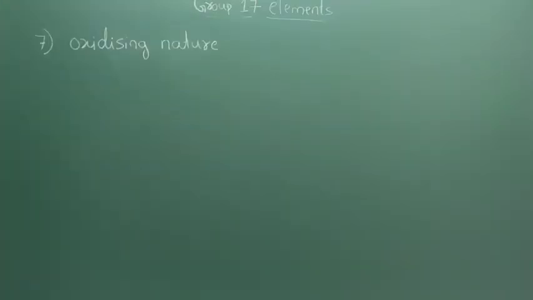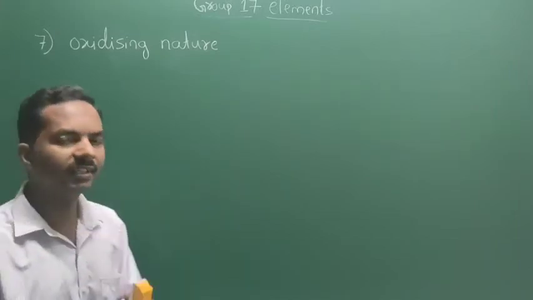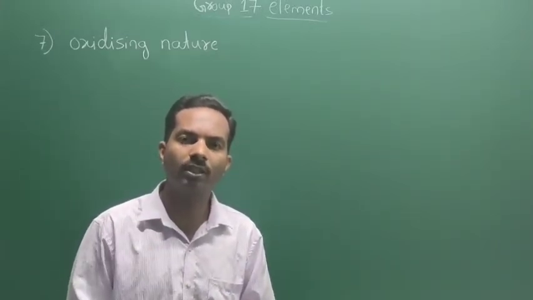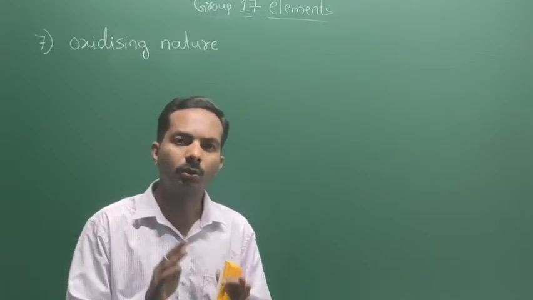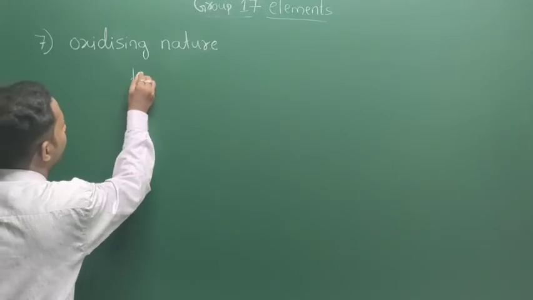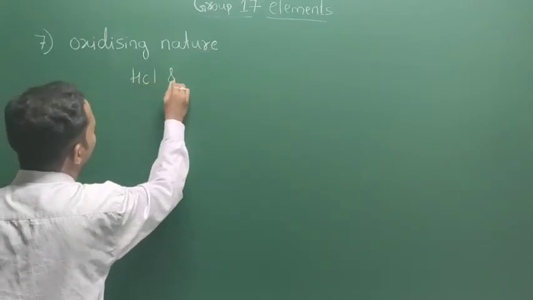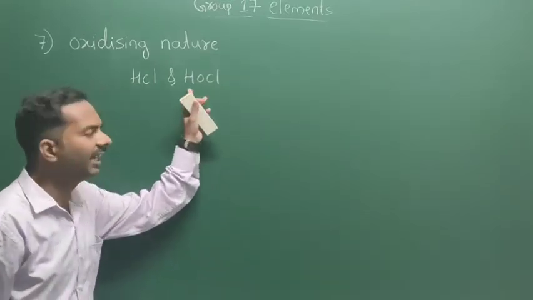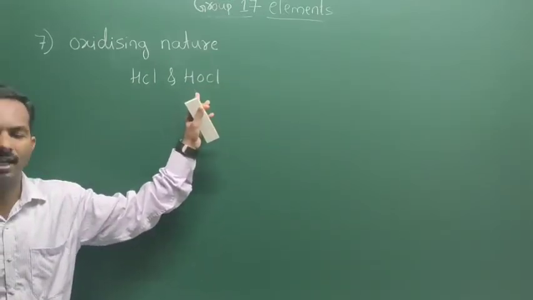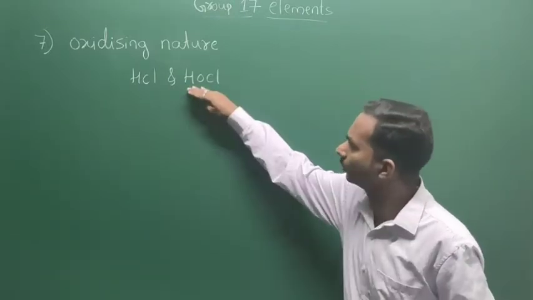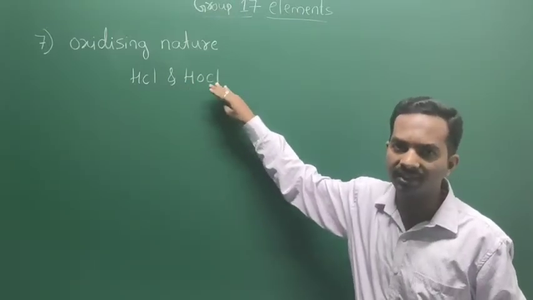So next we move towards the oxidizing nature. So here chlorine is dissolved in water. The solution slowly decomposes to form HCl and HOCl. So here this HOCl is known as hypochlorous acid.